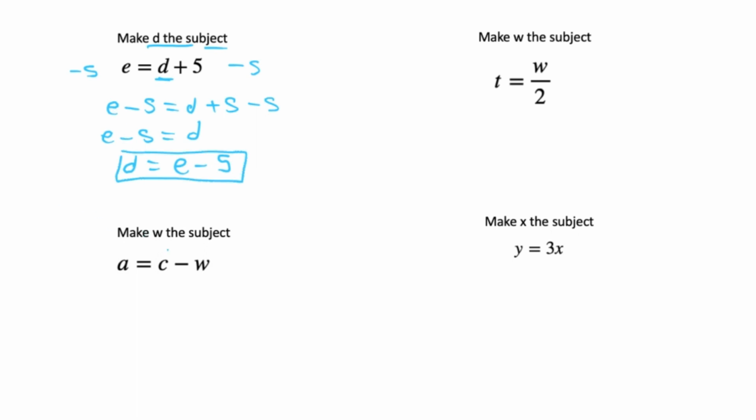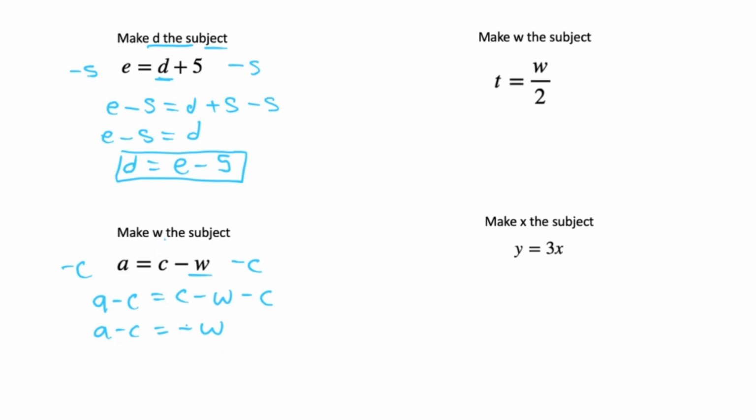Now on to the next one. We have to make W the subject. So first of all, we try and remove the C. So you subtract C from both sides. Then it becomes A minus C equals C minus W minus C. C minus C is 0, so you're left with minus W.